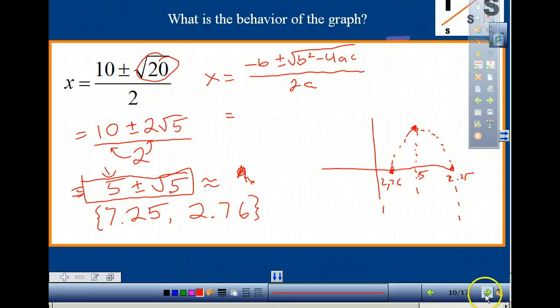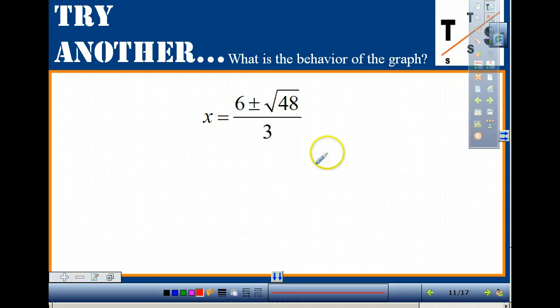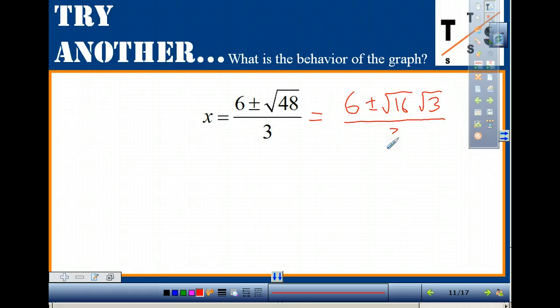All right. So let's go to here. I want to show you this one. Just watch on this one. 6 root 48 reduces to root 16. Remember, you don't have to actually show this to me on your work. I'm just showing you here. But if you can go straight to this, which is 4 root 3, okay.